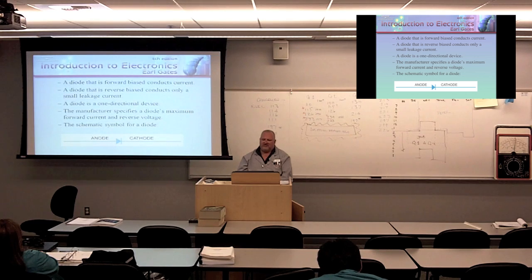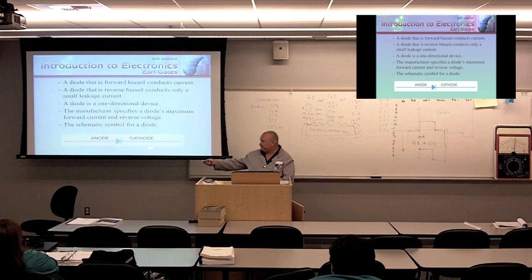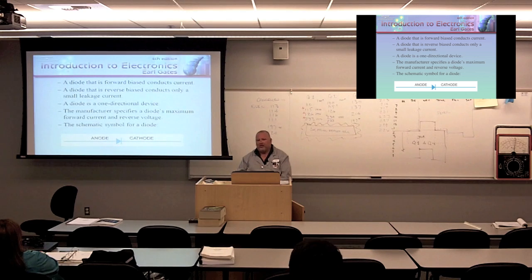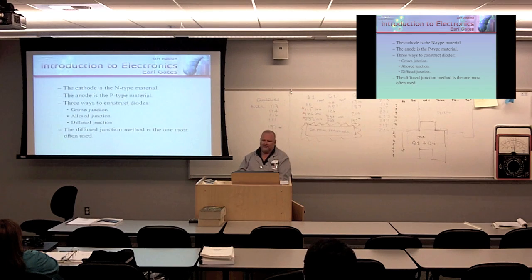The manufacturer specifies a diode's maximum forward current and reverse voltage. This is done on the data sheet. Schematic symbol for a diode: A for anode, an arrow, cathode. Well, that's the other side. You want to put a negative on the cathode, a positive on the anode, that's going to forward bias it. If you do the opposite, it's going to reverse bias it. The cathode is the N material, the anode is the P material.